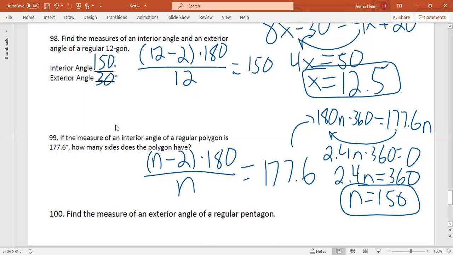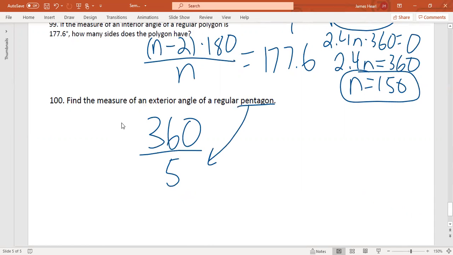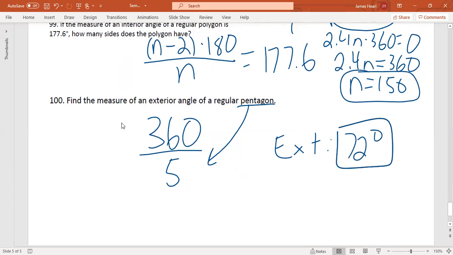And then last but not least, for the 100, we want to find the measure of an exterior angle for a regular pentagon. Well, as a reminder, exterior angles are a fixed total. It's always 360, and pentagon means all 5 of them are the same. If we take 360 and divide it by 5, each exterior angle comes out to be 72 degrees. And that is everything for the first semester's review.